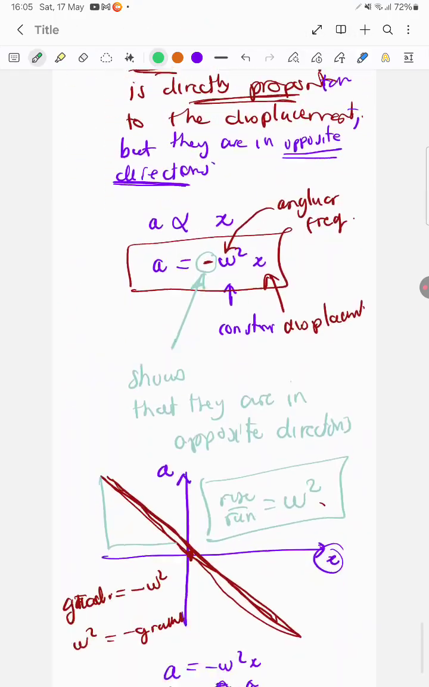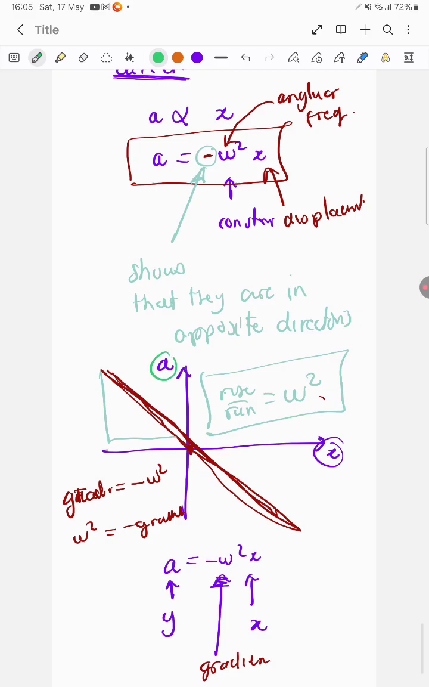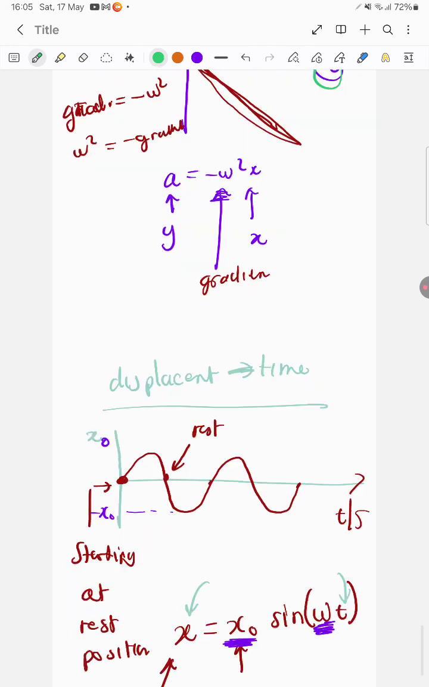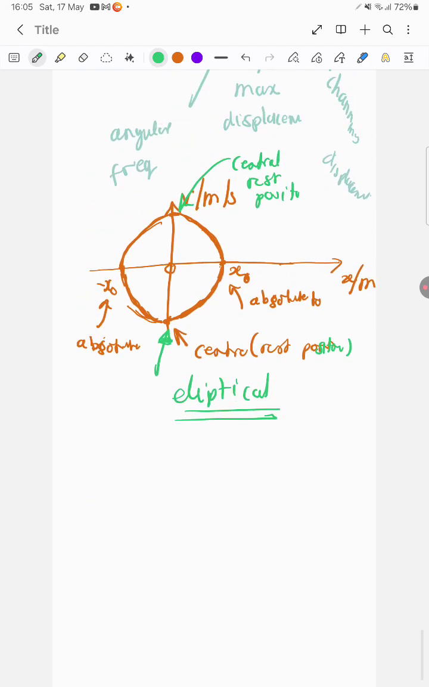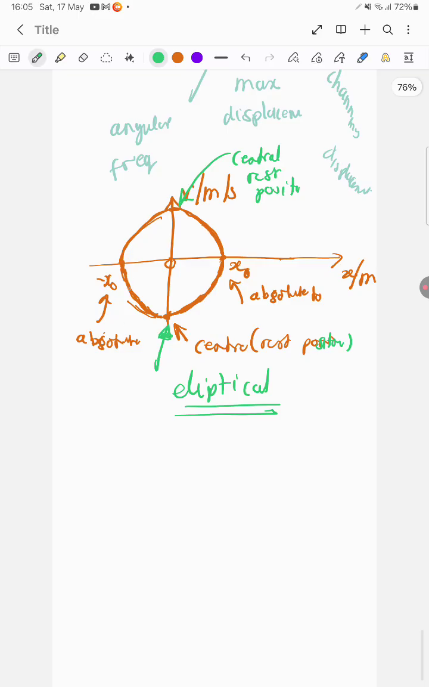We learned about acceleration against displacement, which was a straight line, where the gradient represents omega squared, the angular frequency squared. And now we've just discussed velocity against displacement. What kind of graph is it? It's an elliptical graph. Correct.